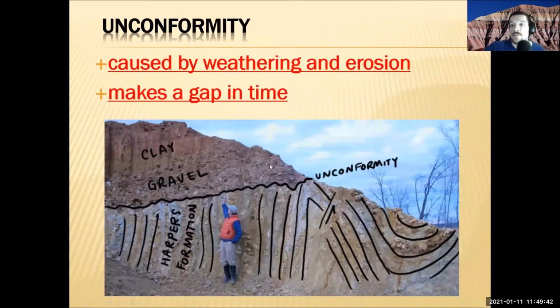Unconformities, these are caused by weathering and erosion, and basically, it's layers of rock that have been washed away, carried away, and now we don't know where they are. That's a gap in the rock record.